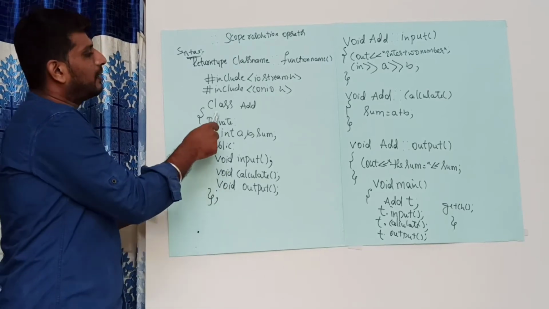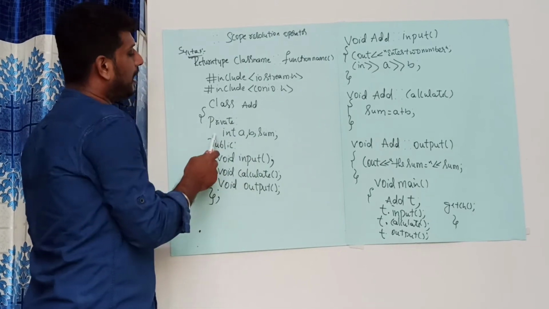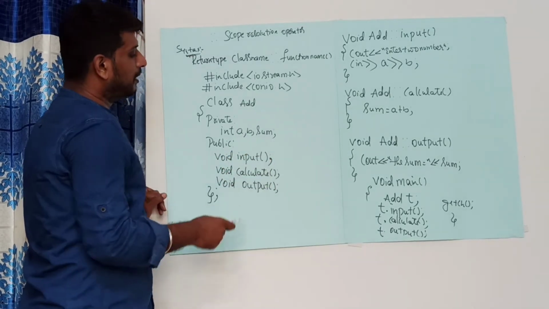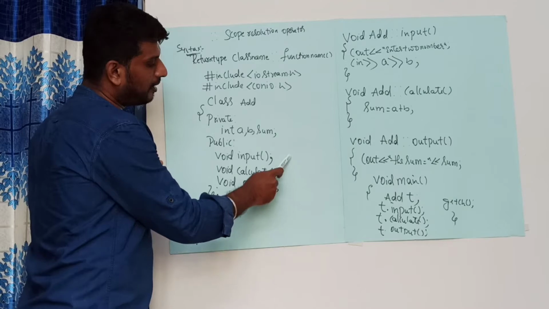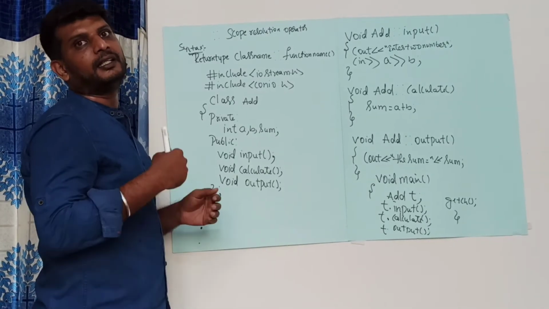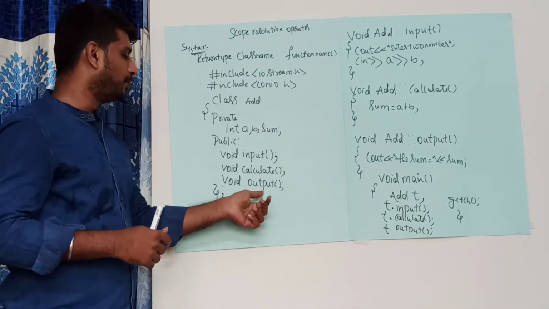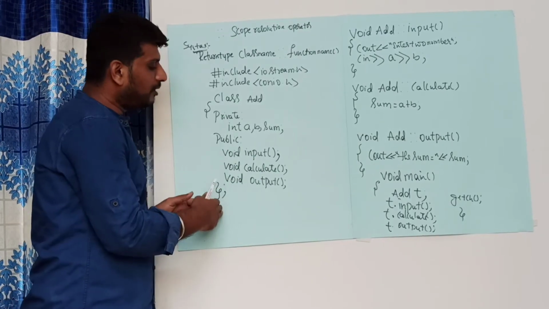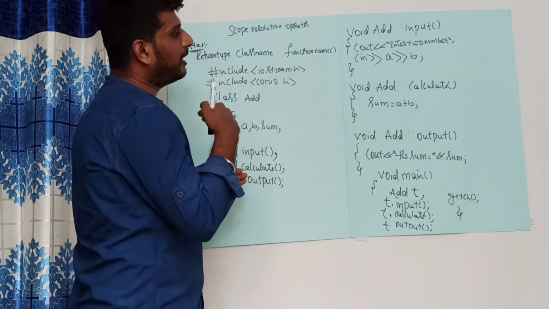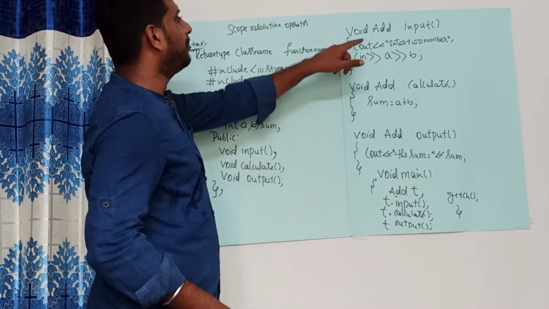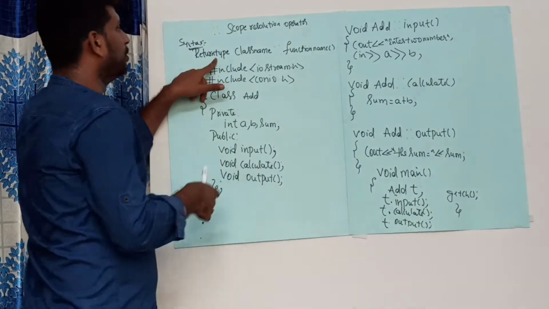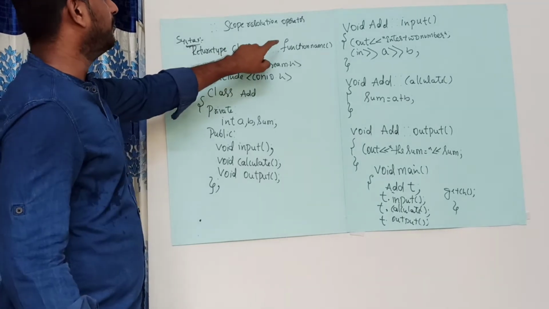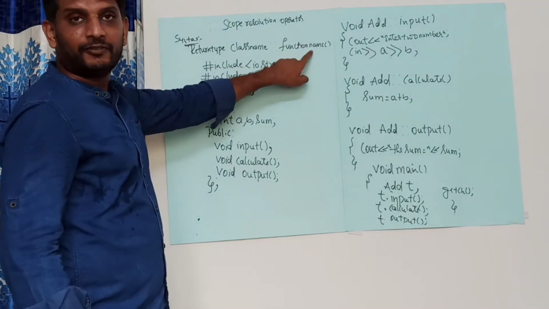Okay, so I have created a class with the name add, and then I have declared three variables, a, b, and sum. I have declared three functions: one for input, another for processing, and another for output. I have only declared them, and then I am closing the class. Once you close the class, you have to define these member functions. For defining the member function, you have to use this syntax: return type followed by the class name followed by the scope resolution operator followed by the function name.